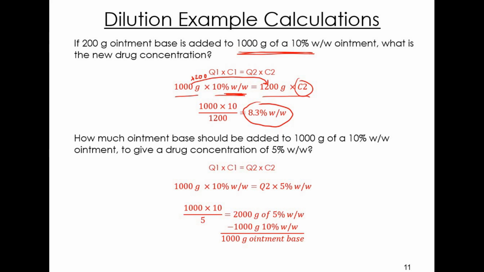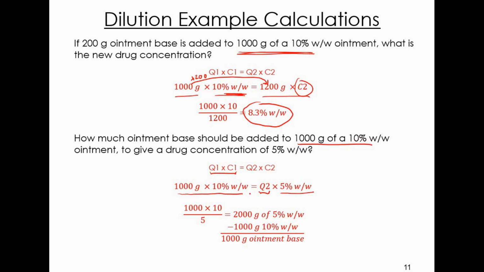8.3. How much ointment base should be added to 1,000 grams of 10% weight per weight ointment to give a drug concentration of 5% weight per weight? So we have the same quantity and concentration we did before, which we can put in here. So 1,000 grams of 10%. And this time we're looking for the total quantity of this new concentration, 5%. So how much 5% will we have, and how much ointment base should be added to get that concentration?